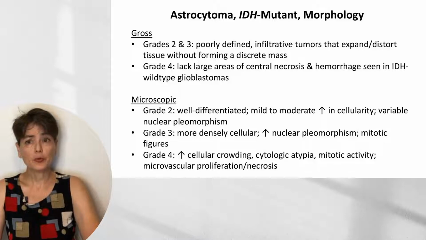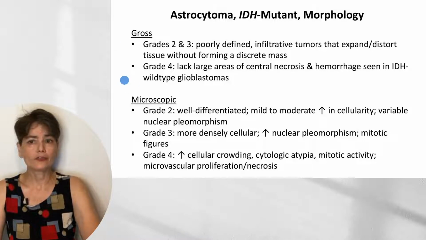So what do we see when we look at an IDH mutant astrocytoma? Grossly, all of the lesions will be poorly defined infiltrative tumors that are going to expand and distort the tissue without forming a discrete mass. Now, I highlight here that grade 4 has a particular lack of finding, and this distinguishes it from what we will see in the IDH wild-type glioblastomas, which is the next tumor we'll look at.